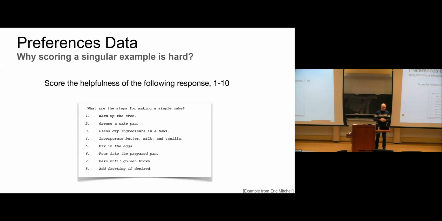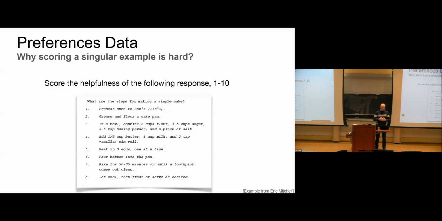If we take a look at the way of labeling these data points, we can try to score an example response ourselves from 1 to 10. Let's say in this specific example, the answer to the question of what are the steps for making a simple cake is to warm the oven and grease a pancake and so forth. If you ask me, I would say that the score of this response is 5. Someone else might have a different opinion, a score of 3 or a score of 2. That is a very big variance of the scores that people commonly provide to questions like this.